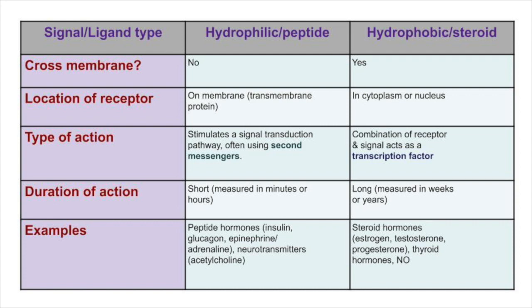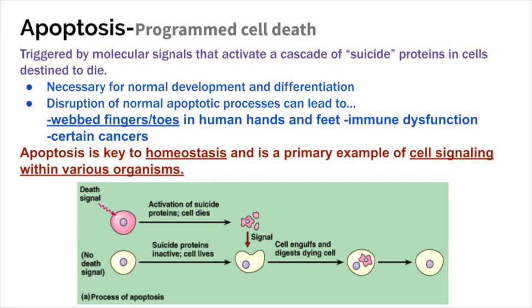In hydrophobic or steroid signals, the ligand does cross the cell membrane. The receptor is located in the cytoplasm or the nucleus. A combination of receptors and signals act as a transcription factor. The duration of this action is long, measured in weeks or years. Some examples of these could be steroid hormones like estrogen, testosterone, and progesterone, as well as thyroid hormones and nitrous oxide. A final component of cell communication is apoptosis, which is defined by programmed cell death.